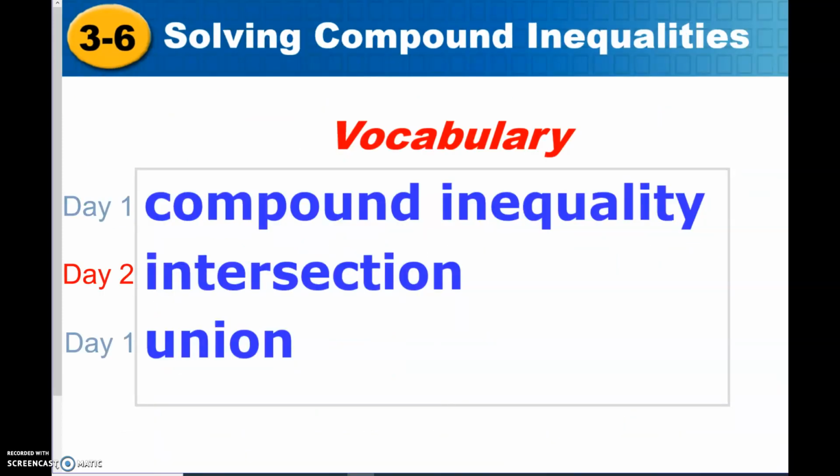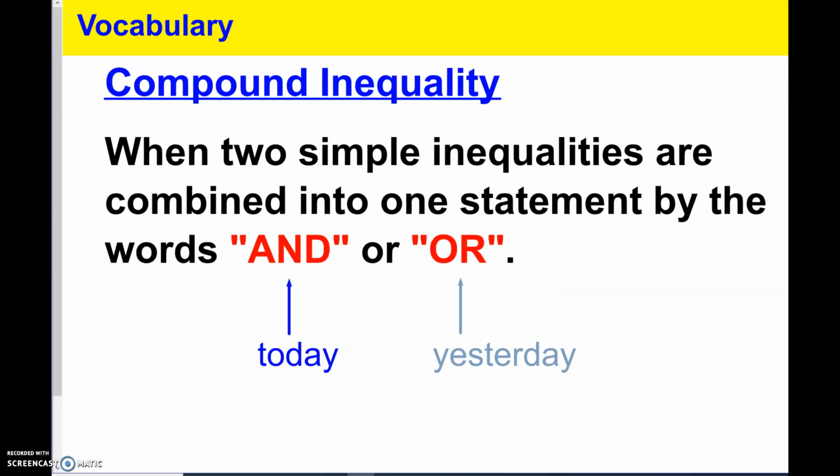All right, so compound inequalities, that's what we talked about when there's going to be two of them. We did union on day one, that was the OR problems, and today we're going to be doing the intersection, which is going to be an AND problem. A compound inequality is when two simple inequalities are combined into one statement using AND or OR.